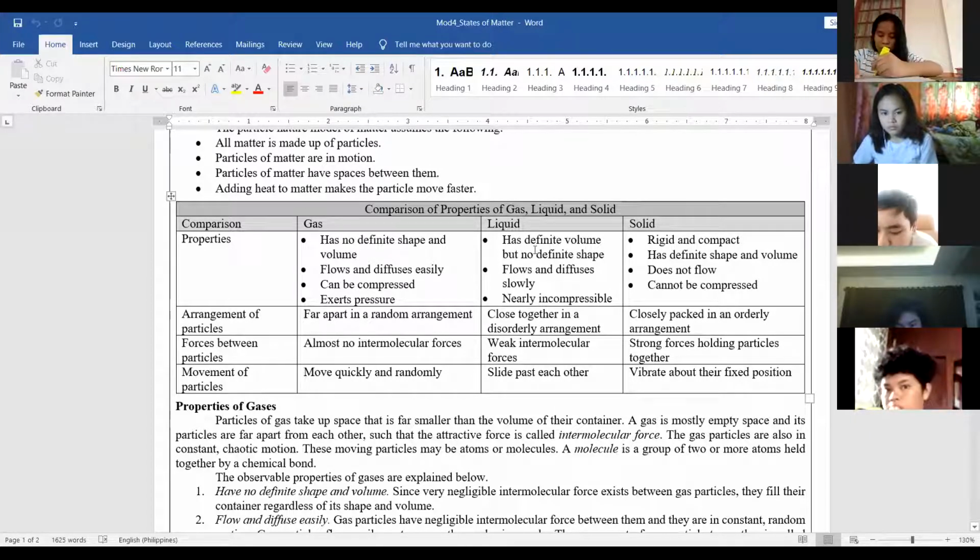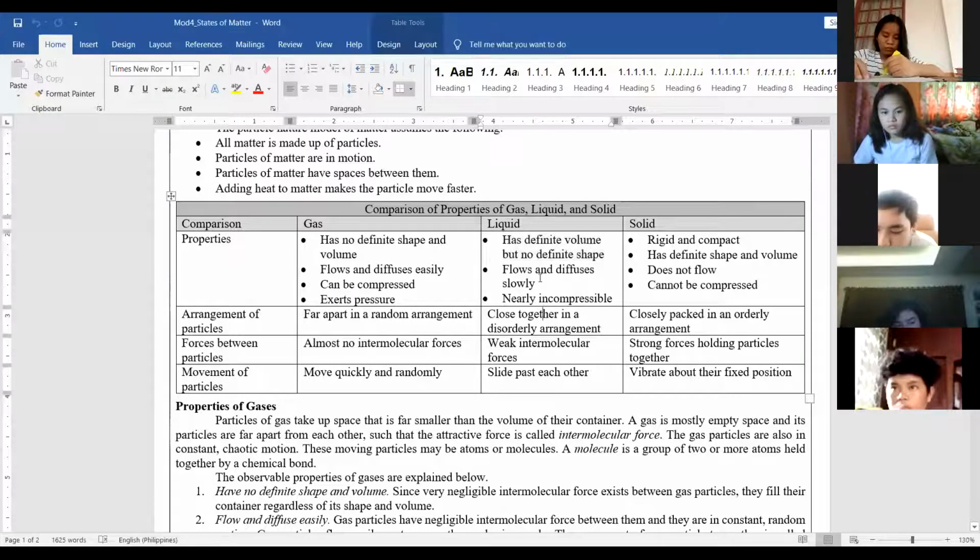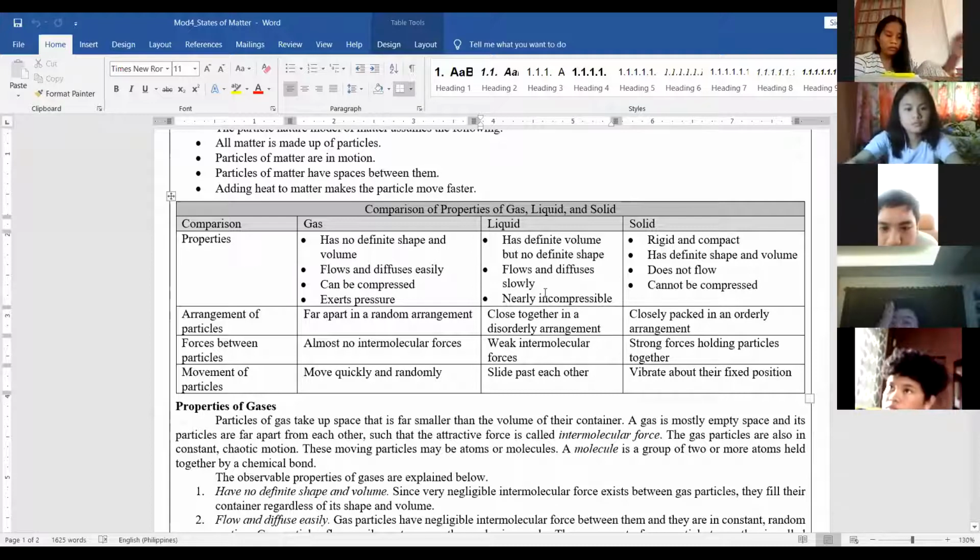However, liquids have a definite volume, but they don't have a definite shape. They flow continuously and they also diffuse from greater concentration to an area of lesser concentration. One example of diffusion happens in a cell, where water flows from a higher concentration to an area of lower concentration through osmosis. Water is a liquid. Liquids are nearly incompressible, but at some point they can be compressed. For example, if you place them in a certain container, they can be slightly compressed.